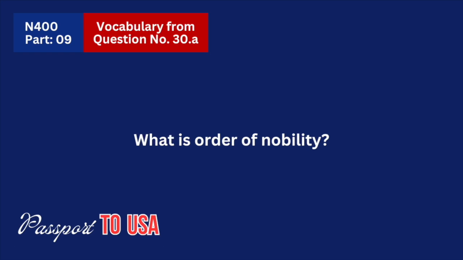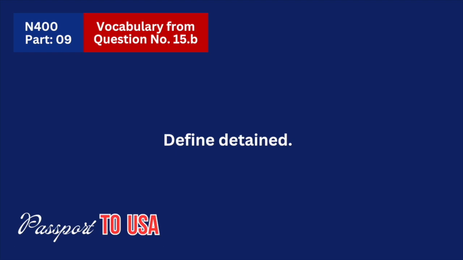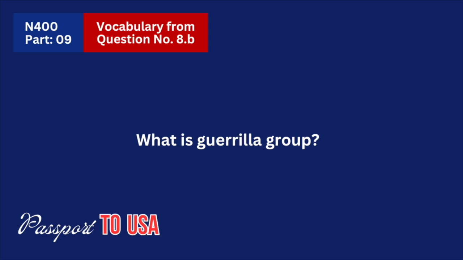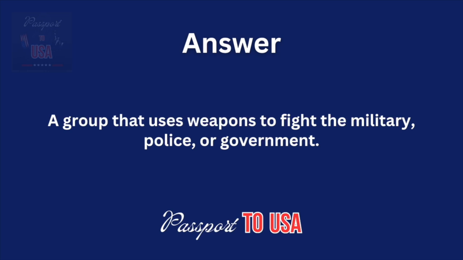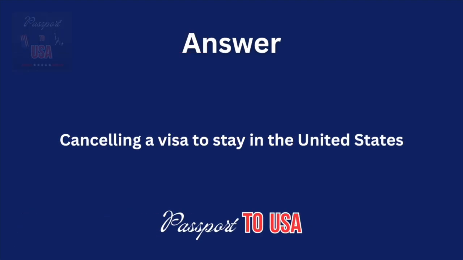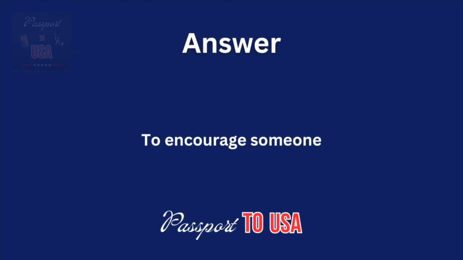What is order of nobility? Like king or queen. Define detained. Forced to stay. What is guerrilla group? A group that uses weapons to fight the military, police, or government. What is rescission? Canceling a visa to stay in the US. Define procure. To encourage someone.